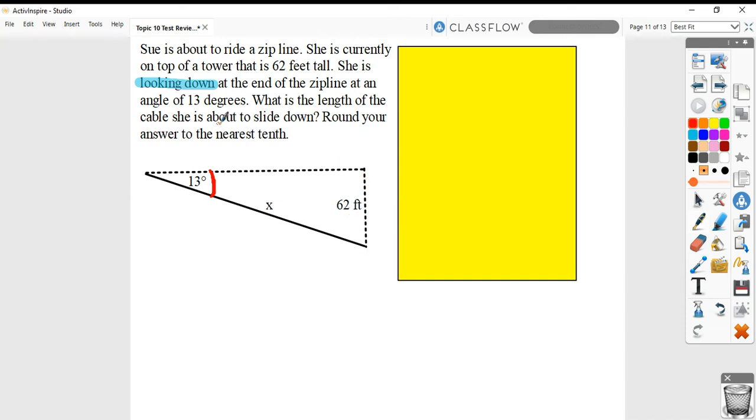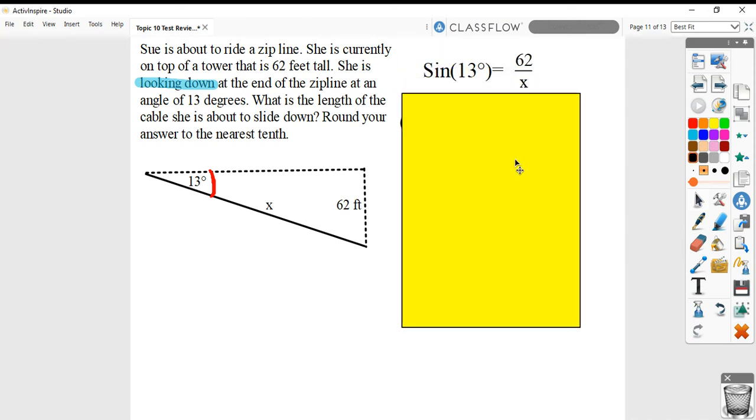The length of the cable, the length of the zip line that we were looking for, is going to be the hypotenuse of our triangle. So we've got the opposite and hypotenuse. According to SOHCAHTOA, that means we're going to be working with a sine equation. So sine of our angle equals the opposite over hypotenuse. Sine 13 equals 62 over x.